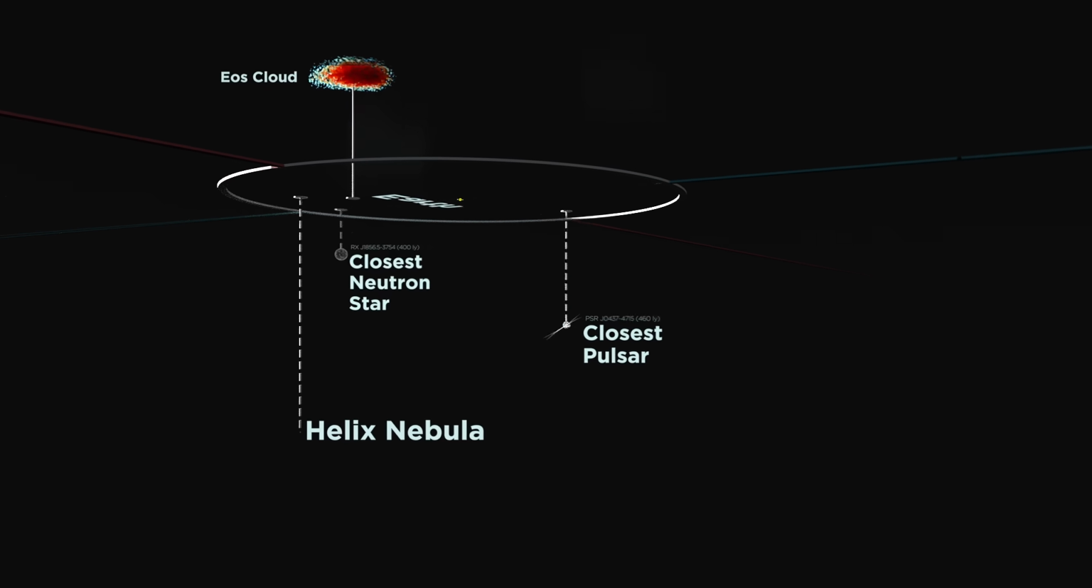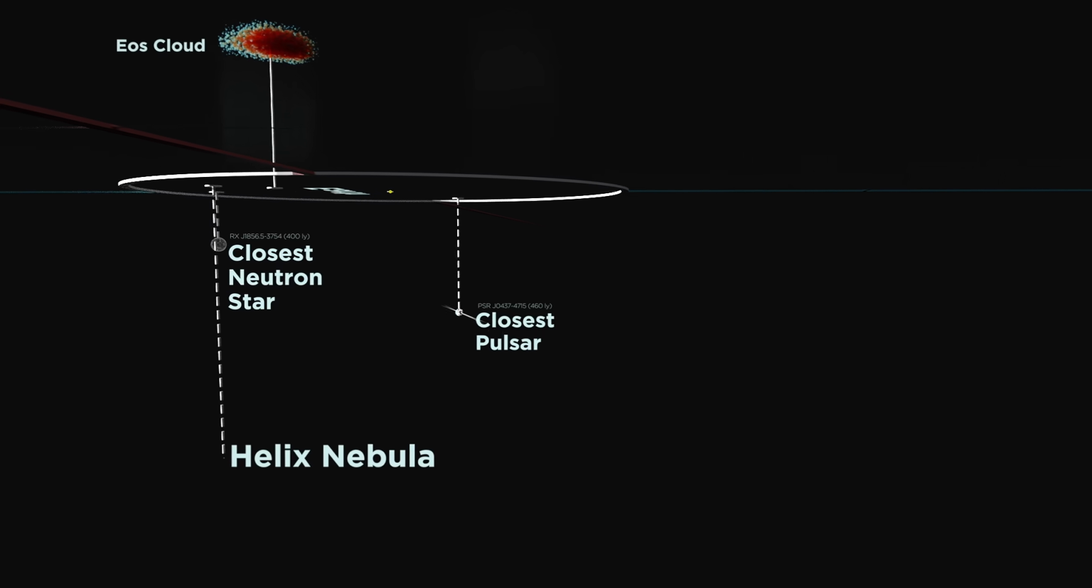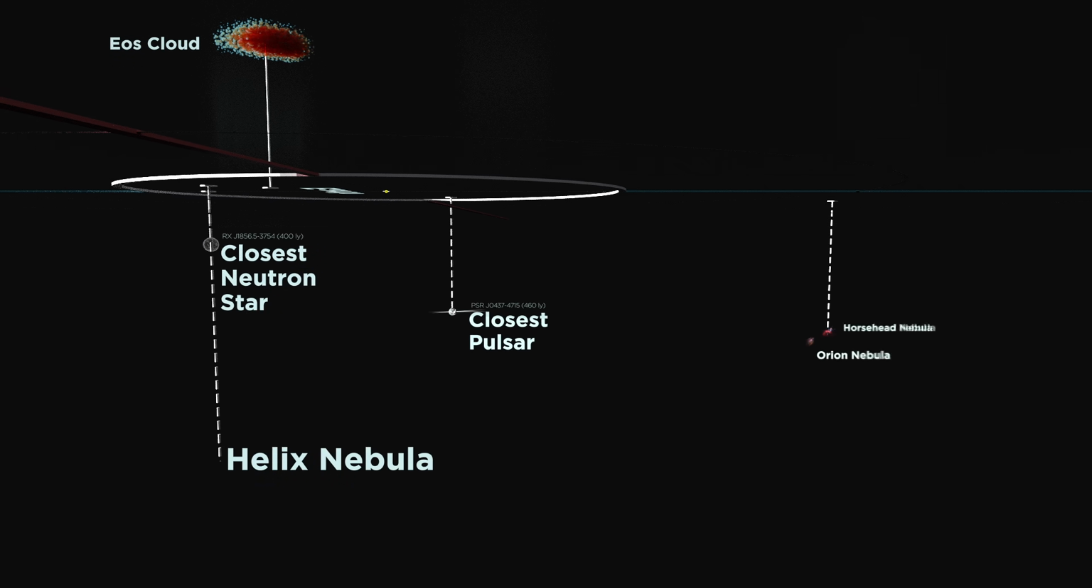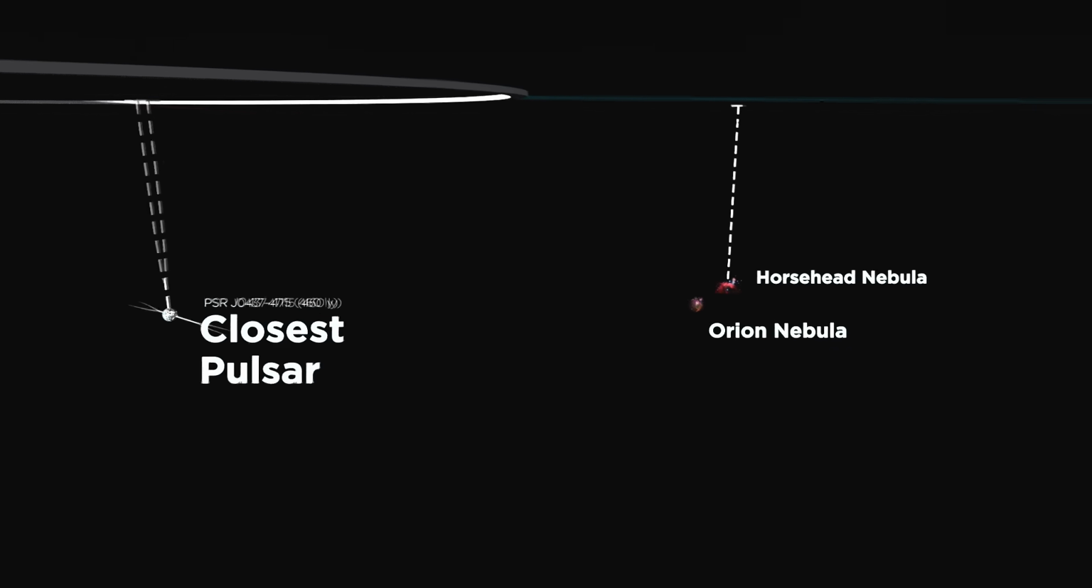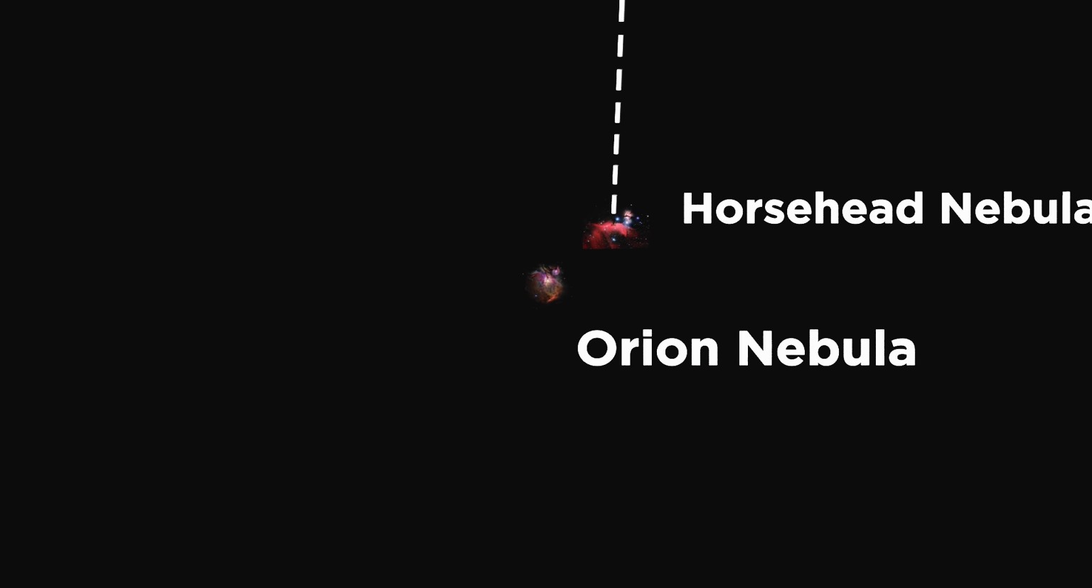Another famous nebula that you might have seen an image of is the Horsehead Nebula. The Horsehead Nebula is in the Orion constellation near the Orion Nebula over here, but from this perspective it's upside down, so we gotta flip over. Hold on to your butts.